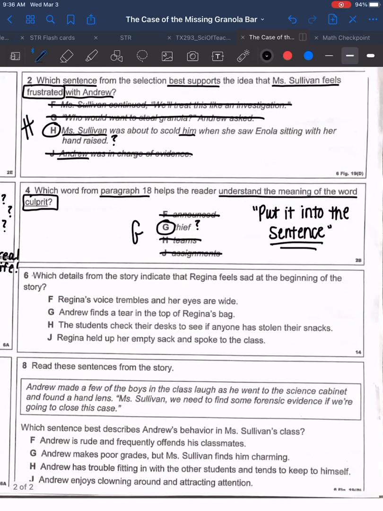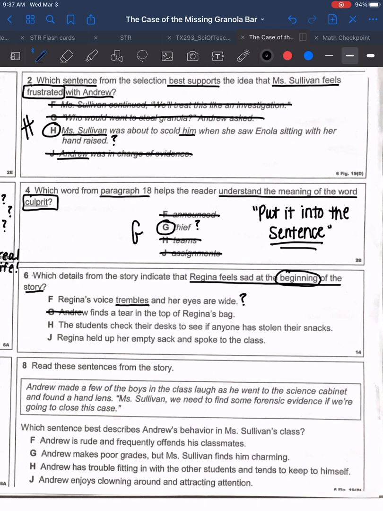6. Which details from the story indicated that Regina feels sad at the beginning of the story? So we want to find which detail where it tells us Regina feels sad at the beginning of the story. Let's emphasize beginning because that tells us where in the story we're going to look. F, Regina's voice trembles and her eyes are wide. Now, if you've ever heard the word tremble before, you know exactly that is a huge indicator for the word feeling sad. You're trembling, you're shaking.